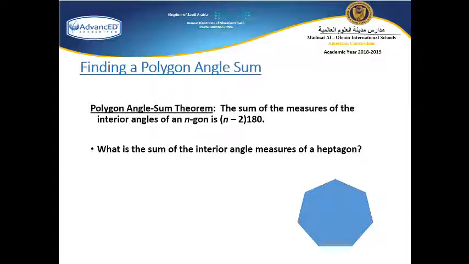As we know, the heptagon has 7 sides. Applying the formula n minus 2 times 180, where n is the number of sides, we write 7 minus 2 times 180. Then 5 times 180 equals 900. So the sum of the measures of the interior angles of the heptagon is 900 degrees.